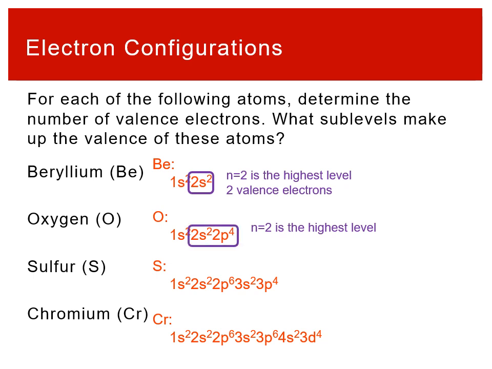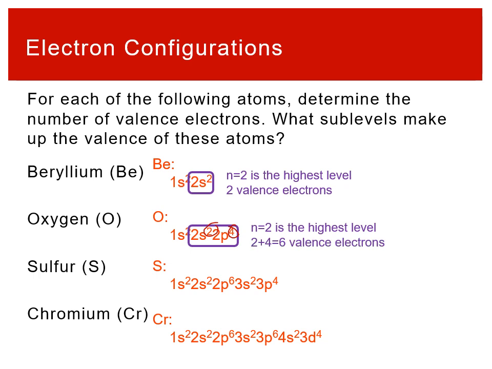For oxygen, again, n equals 2 is the highest level. But this time there are two subshells there. I have 2s and 2p that are both in there. So I need to add those two exponents together, the 2 and the 4, to give me 6 total valence electrons.